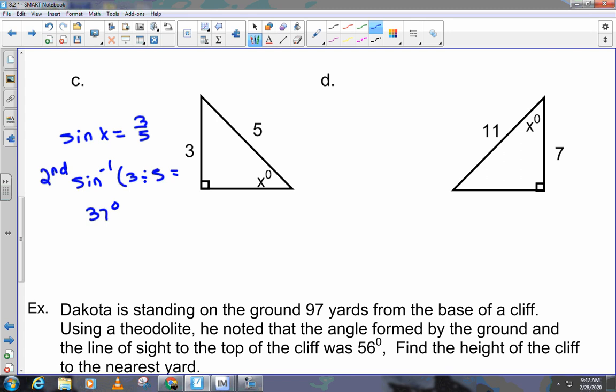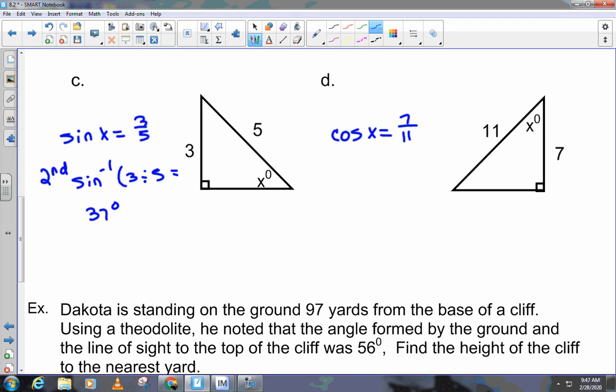Okay, here's another one. All right, so again, we look at the angle, and we look at what we have in regard to the angle. If this is x, what do we have in regard to that angle? Adjacent and hypotenuse. Which one do we use for adjacent and hypotenuse? Cosine. So we do the cosine of x equals adjacent over hypotenuse.